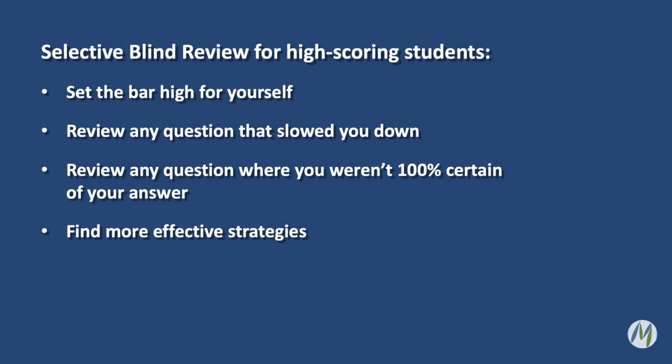If you're scoring in the high 160s or 170s, set the bar really high for yourself. Review any question where you are not 100% certain of the answer that you chose. Review any question that seemed to slow you down a little bit. If you have the feeling that there might have been a better way to set up a logic game, or you think you might have missed an important detail in a reading comprehension passage when you were first reading it, review that. Go back and do a blind review of that passage or that game.